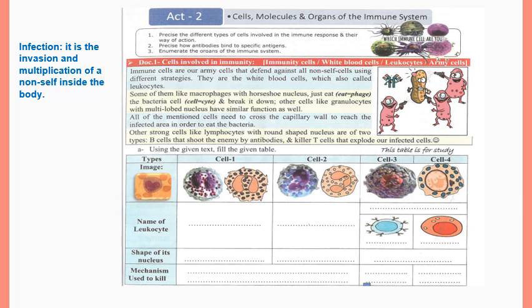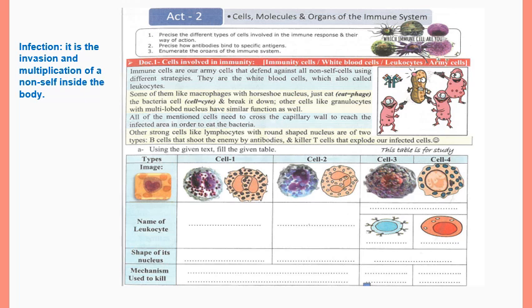Some of them, like macrophages with horseshoe nucleus, just eat the bacteria cell and break it down. Others, like granulocytes with multi-lobed nucleus, have similar function as well. All of the mentioned cells need to cross the capillary wall to reach the infected area in order to eat the bacteria. Other strong cells like lymphocytes with round-shaped nucleus are of two types: B cells that shoot the enemy by antibodies and killer T cells that explode our infected cells.